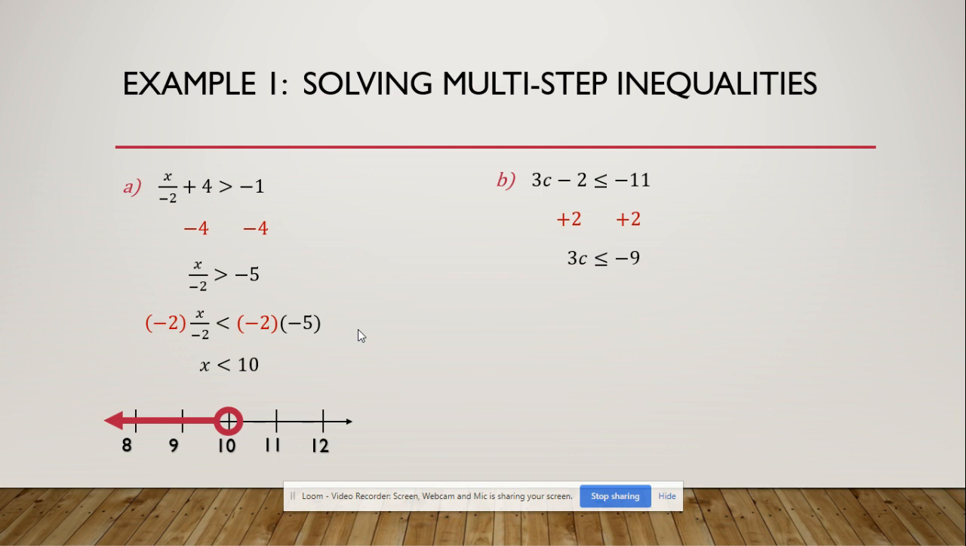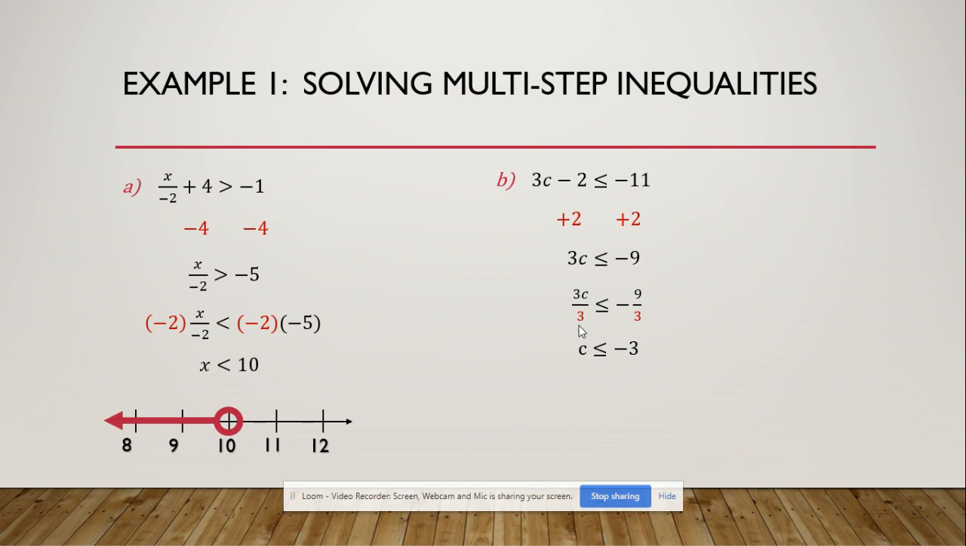All right, now we need to deal with the 3. We are multiplying by 3. Opposite of that would be to divide both sides by 3. 3 over 3 is 1, leaving us with 1c. Negative 9 divided by 3 becomes negative 3. So c is less than or equal to negative 3.